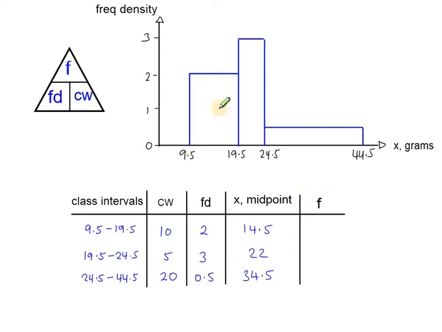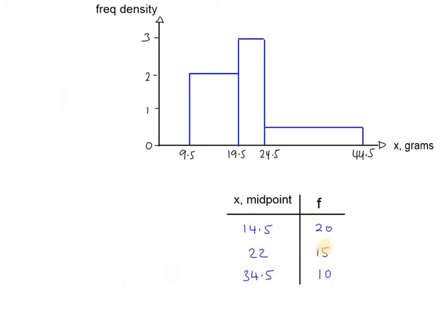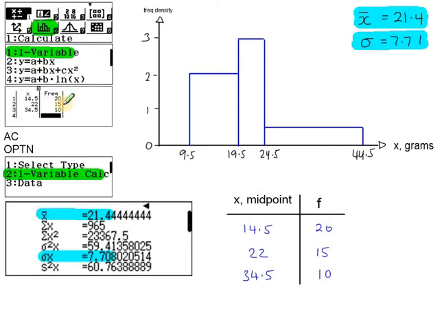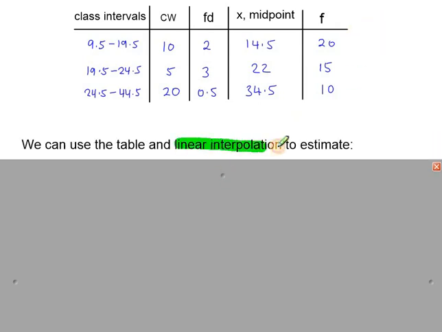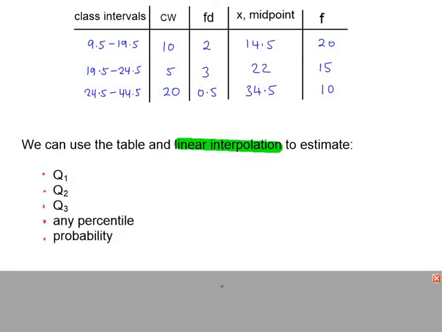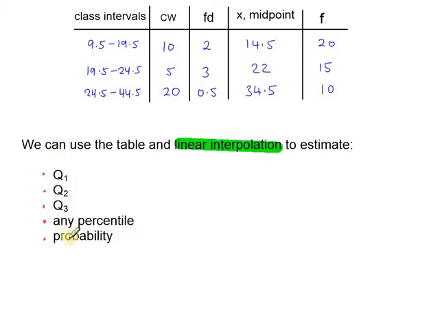and then to work out the frequency of each of these bars. Frequency is frequency density times class width. So we just multiply these in pairs to get the values here. Now this is the only part of the table that we need. We put the data into our calculator and we get the mean and the standard deviation. A combination of this data in the table and linear interpolation can lead to estimates of any of these.